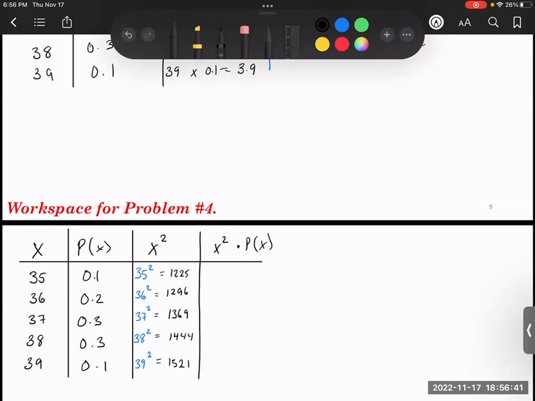All right. Now we're going to take all those values that we just got and multiply them by the probabilities. So this is going to be 1225 times 0.1. I think that's 122.5. Yep. The next one will be 1296 times 0.2, which is 259.2. The third one will be 1369 times 0.3.